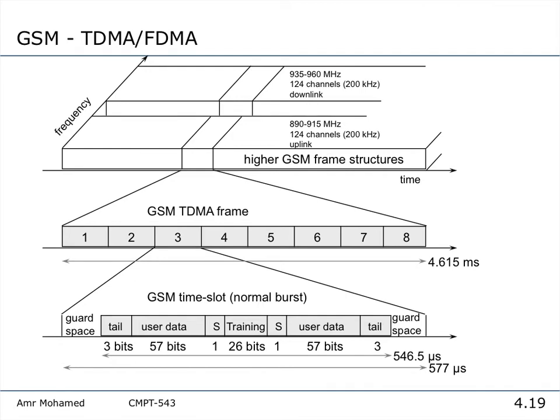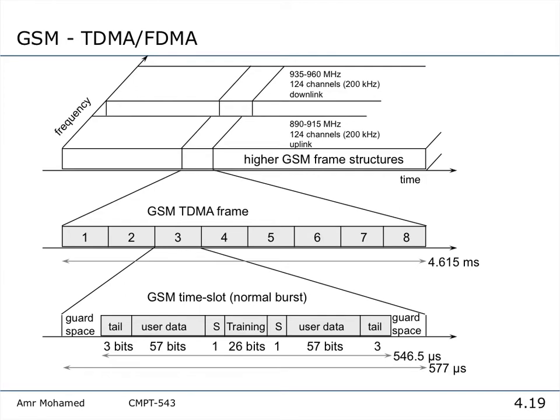One channel means 124 channels? No, it's the 890 to 915 megahertz band. There are 124 channels, yes. Each one is 200 kilohertz. So 200 kilohertz multiplied by 124 gives this band.